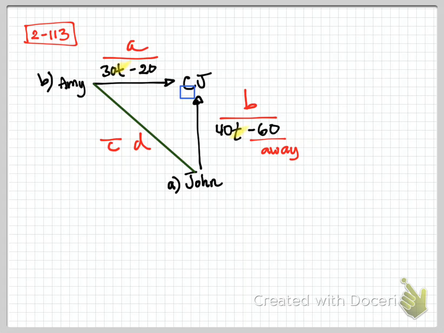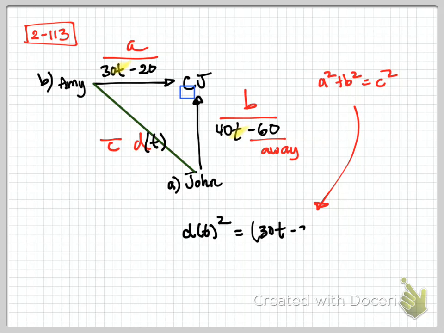So, you have the Pythagorean theorem. A squared plus B squared equals C squared. Now, I'm going to write it down here because I'm kind of out of room. So if we go ahead, we're going to call this d of t, our distance in relation to time. So distance in terms of time squared, it's our c squared, equals (30t minus 20) squared plus (40t minus 60) squared. Here you see it again. Here's the a squared, b squared, plus c squared.